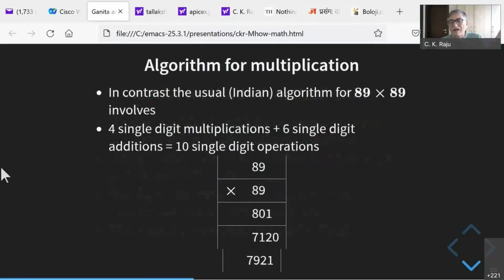Instead, if you are looking at an algorithm, this is a very simple algorithm which you do. This is an Indian algorithm. All right, from Al-Khwarizmi to Europe and then back to us through colonial education. So it just involves 10 single-digit operations compared to over 2,000 in the Roman case. So this is what I mean by saying Indian arithmetic is very efficient. This is a very important point to understand.